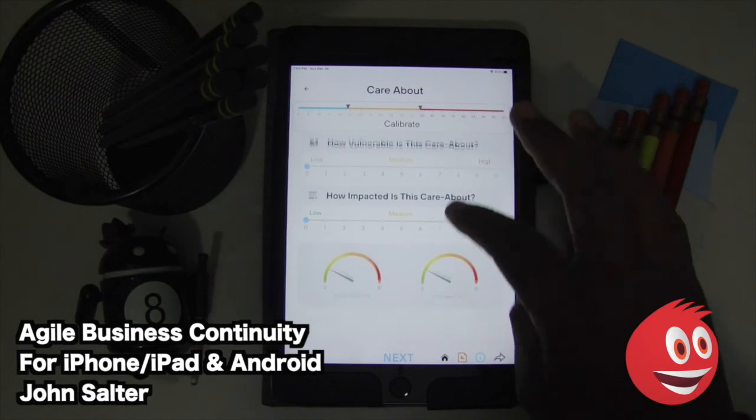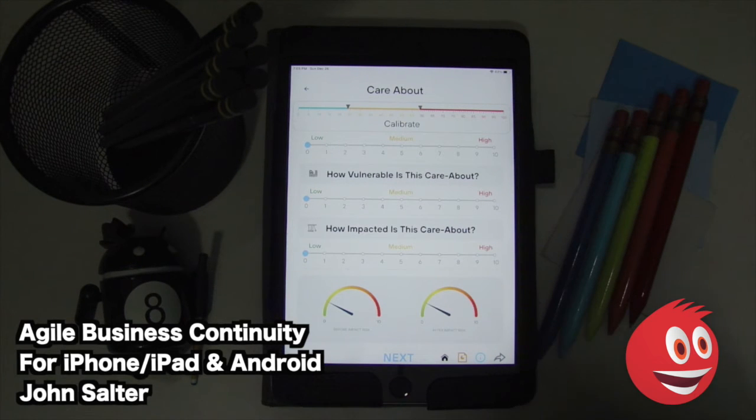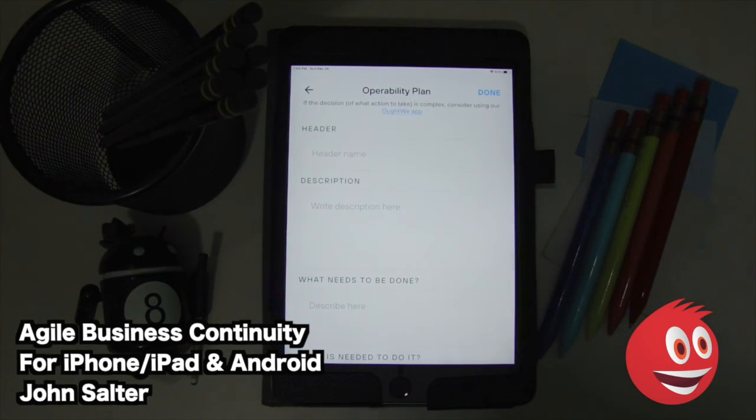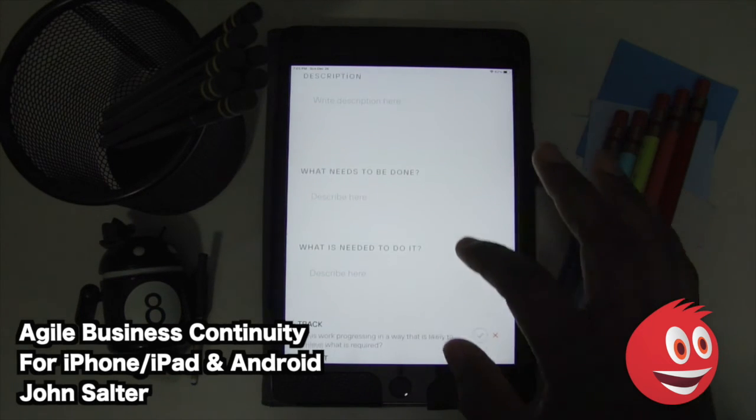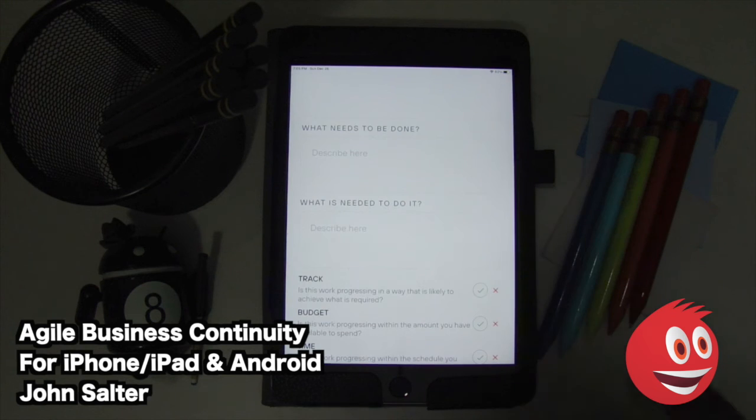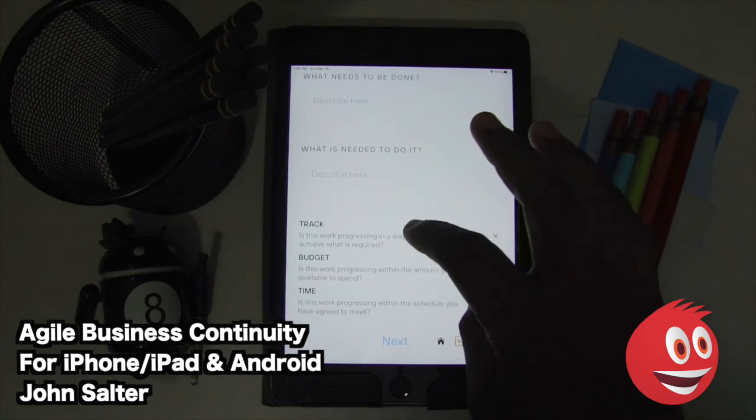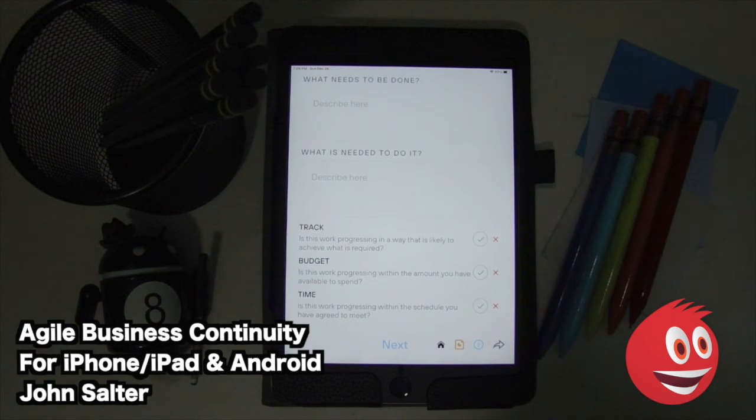Once we're done with all of this, we can share that out, or we can just tap on next. Now take a look here. You have your operability plan. You have your header, description, what needs to be done, what is needed to do it. And take a look here. We can track: is this work progressing in a way that is likely to achieve what is required? The budget: is this work progressing within the amount you have available to spend? And the time: is this work progressing within the schedule you have agreed to meet?